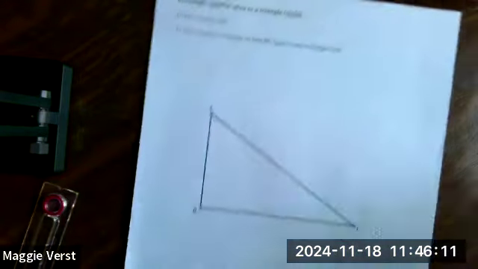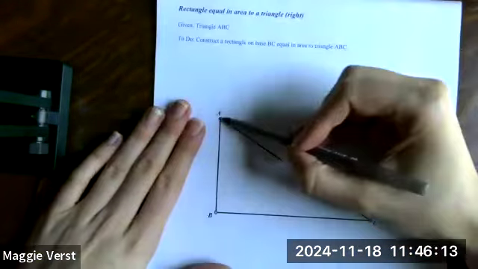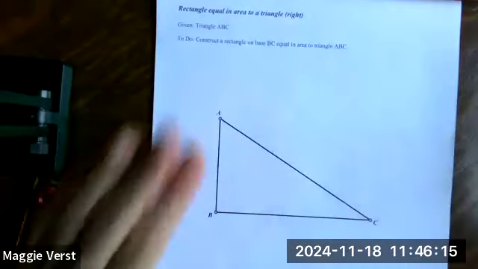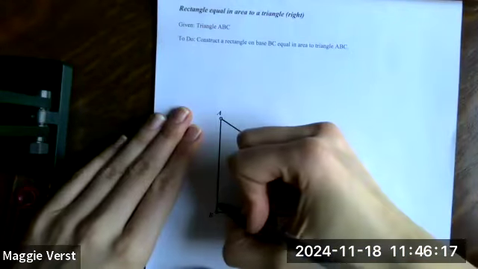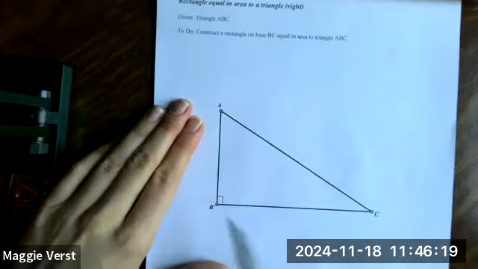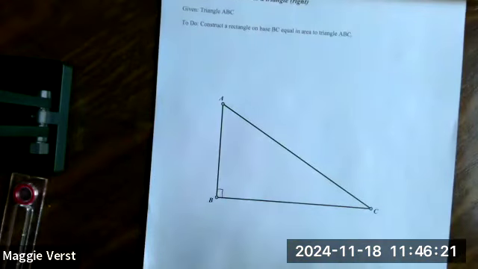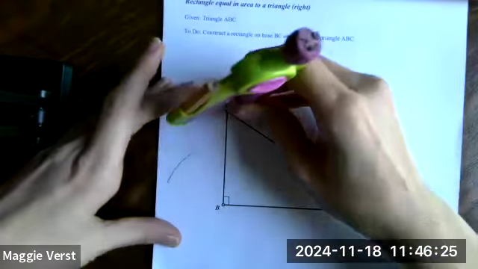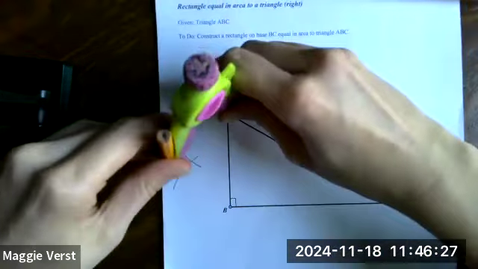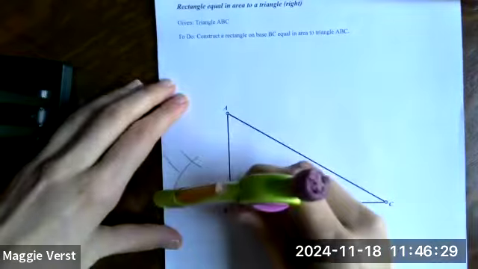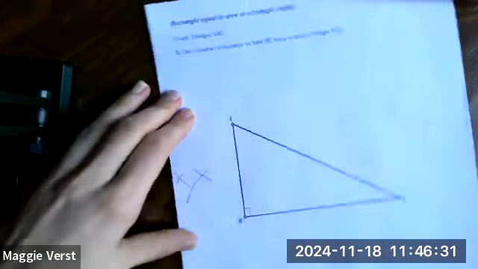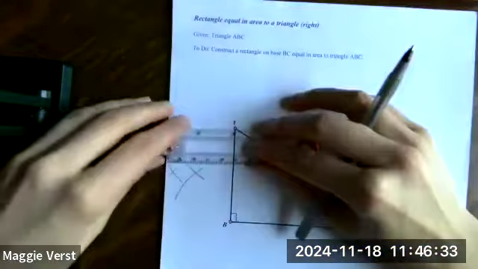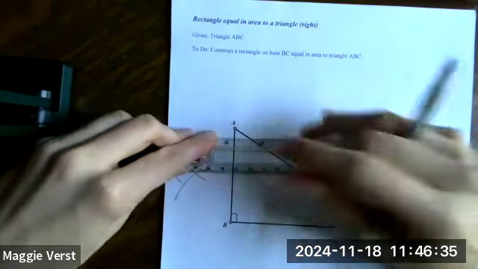Now, the nice thing for the right triangle is I can actually just see the height right here. So there's no reason to draw the perpendicular bisector because that is my right angle. So then I can just jump straight into bisecting it. Make it a little bit longer. And then I can bisect it straight through.